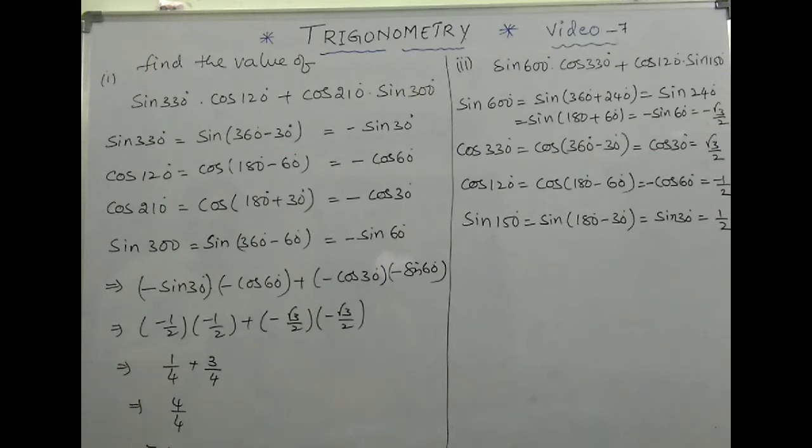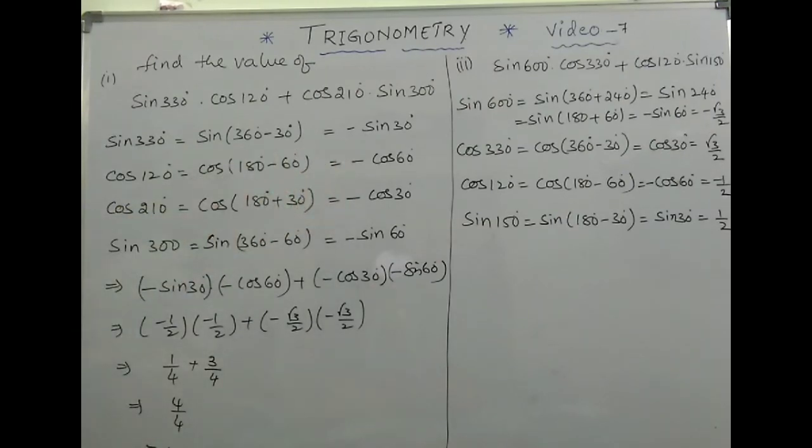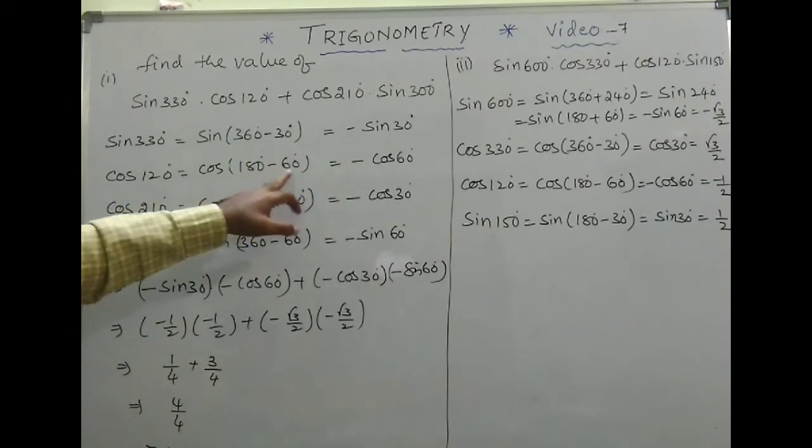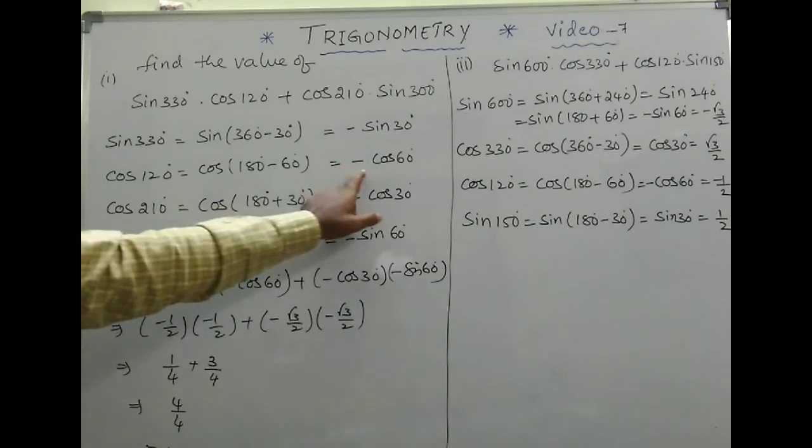Coming to cos 120 degrees, I want to write 120 as 180 minus 60, and because of 180, cos remains cos itself. 180 minus theta is in the second quadrant, and in the second quadrant only sine and cosecant are positive. Hence the value of cos 120 is nothing but minus cos 60.